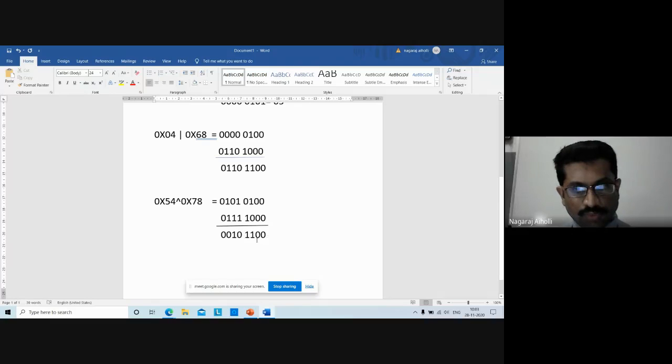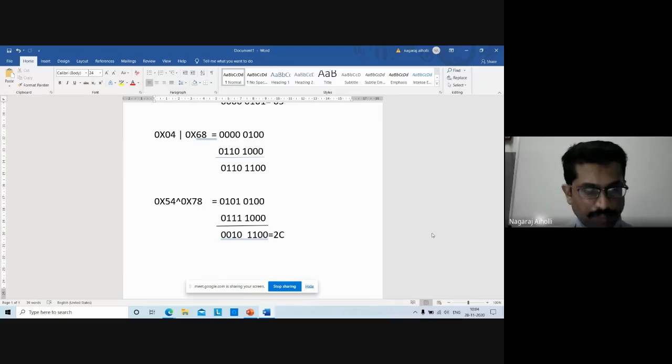So with 8 4 2 1 weights, it is 2C. 0010 is 2, then 1100 is 12, and 12 is C. So it is 2C. Okay. Last one, we will perform the NOT operation.